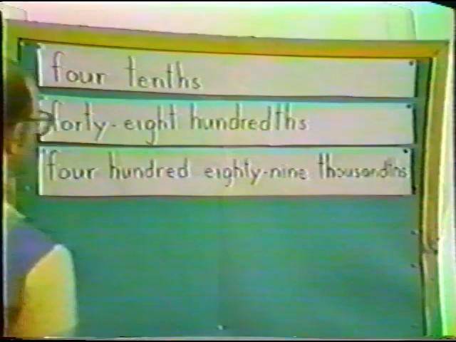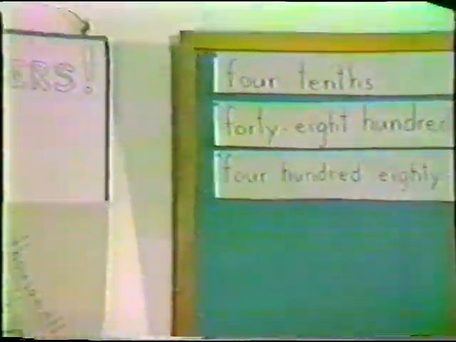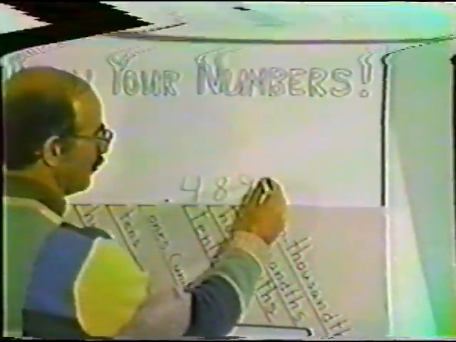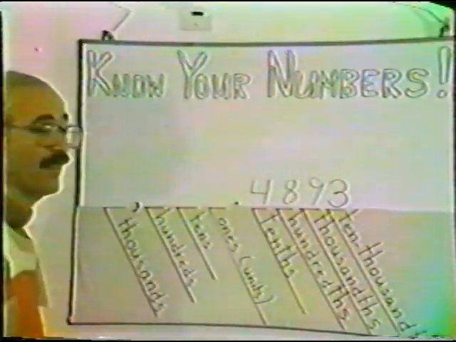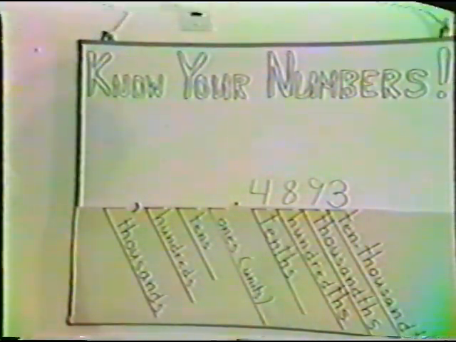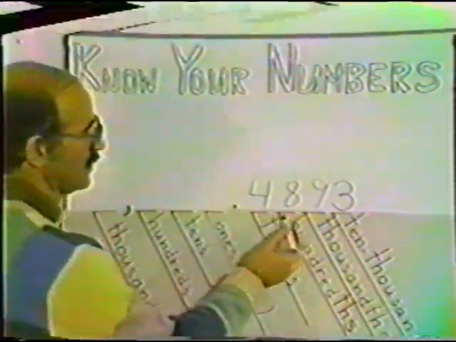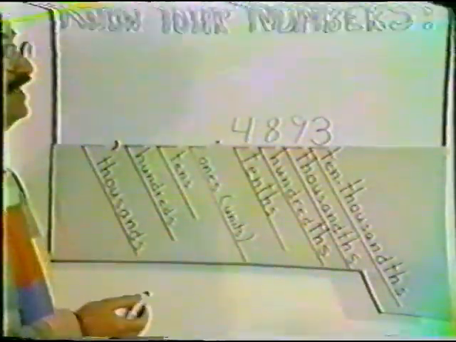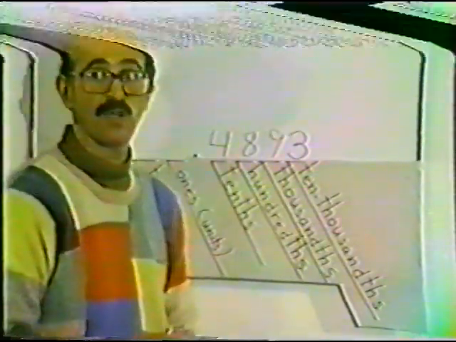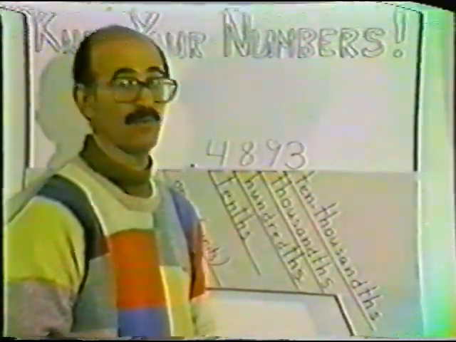489 thousandths. Now we're going to put in one more number in the 10 thousandths place. Read this decimal number. 4,893 10,000ths. And here's the way it looks when we write it.